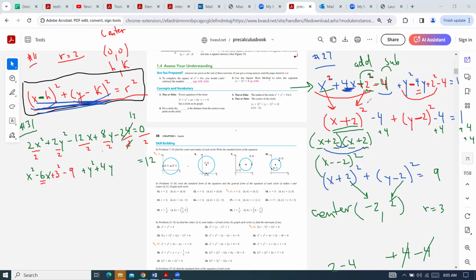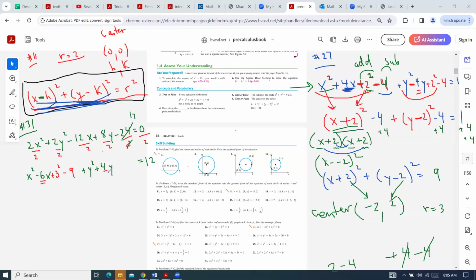Like in the previous exercise, it was plus 2 squared, which is plus 4, and then minus 4. So now the same thing I do here. Plus 9, minus 9.